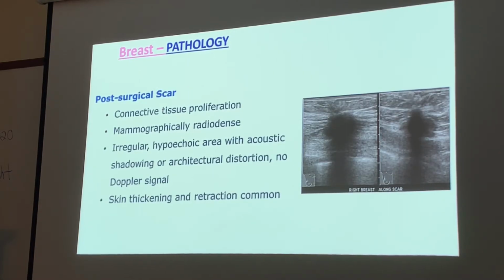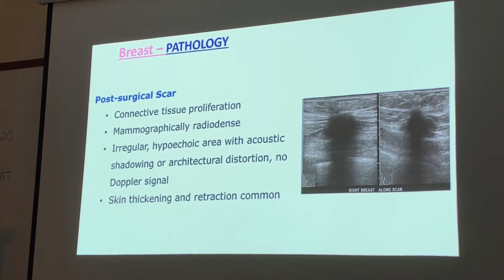And we have a post-surgical scar caused by connective tissue proliferation. You'll see this, it'll be a rise on the skin, right? It'll be above the skin level. Mammographically, it's going to be radial dense. Sonographically, it's going to be an irregular hypoechoic area with acoustic shadowing or architectural distortion, no Doppler signal.